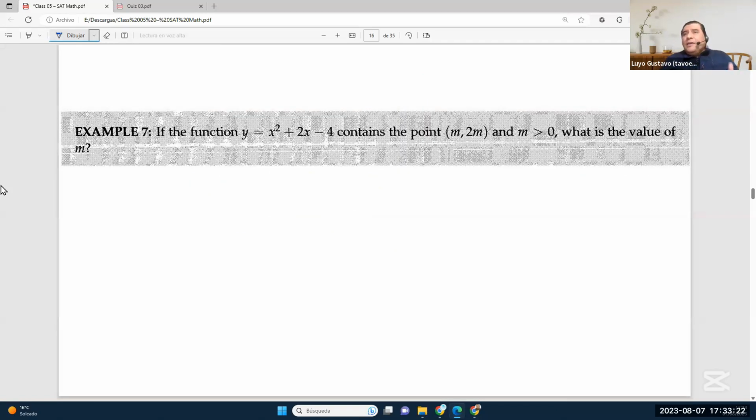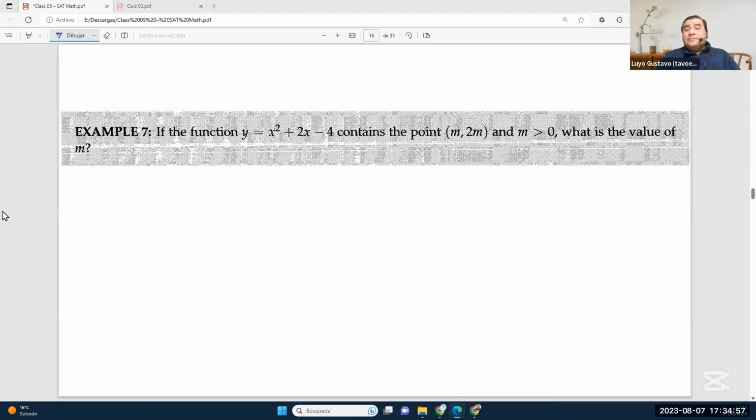Another example. If the function y equals x squared plus 2x minus 4 contains the point m, 2m, and m is greater than 0, what is the value of m? Okay, you can try for a moment. Okay, so let's continue. They tell you that the function contains a point. So what did we say? We say that if we substitute the coordinates of this point in the equation, it must be true.